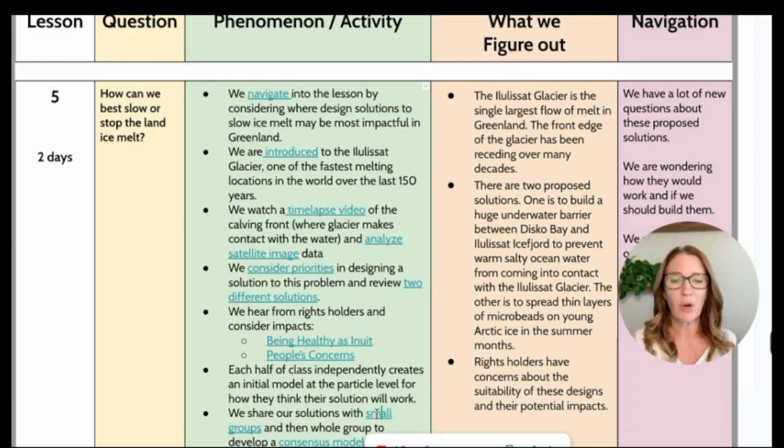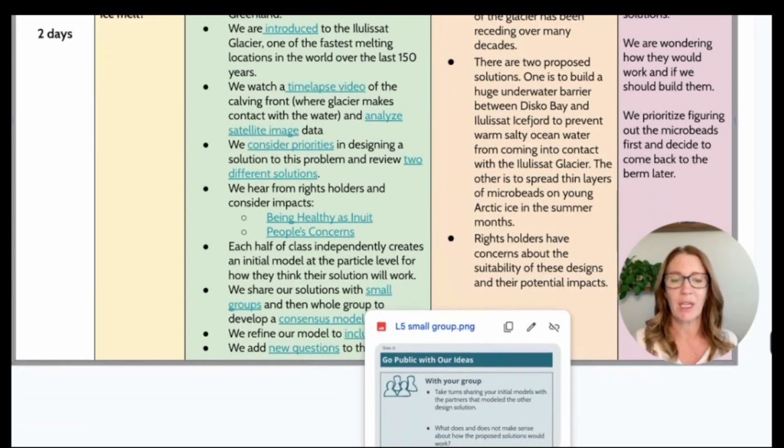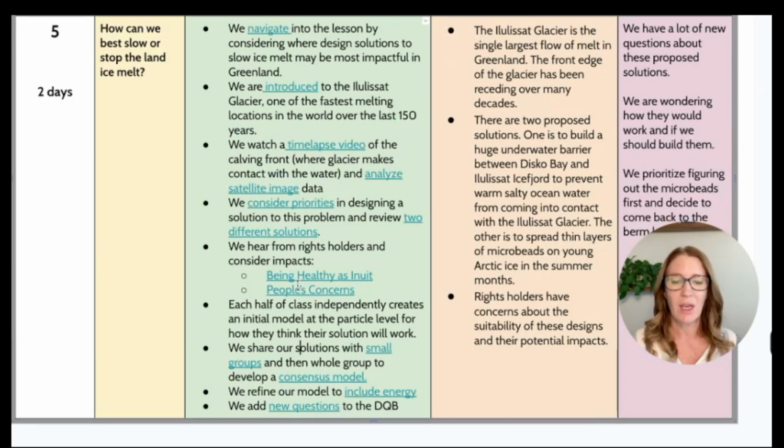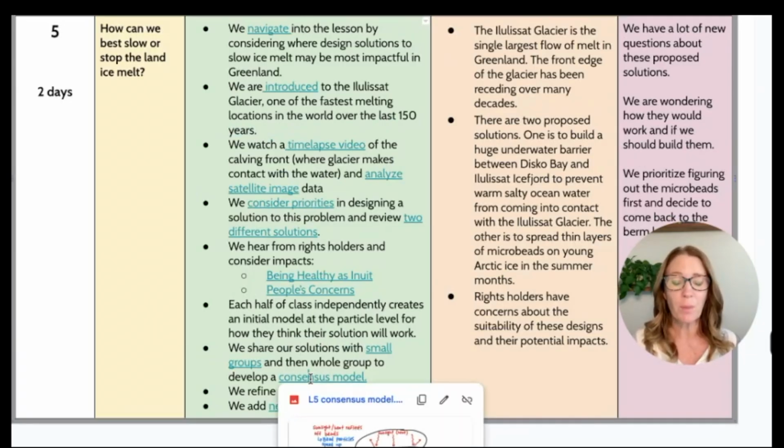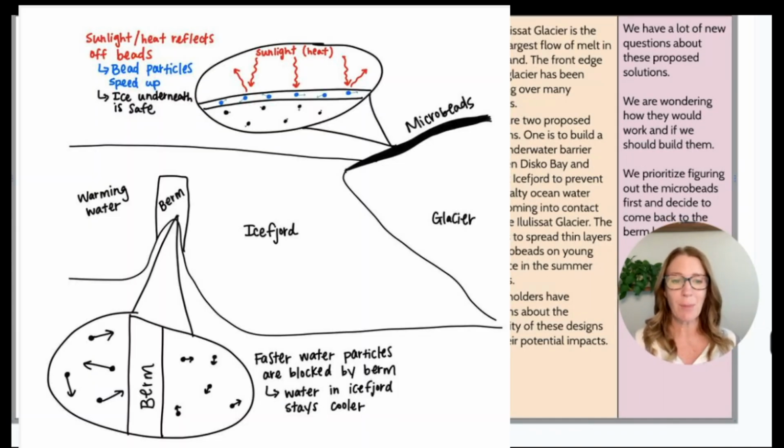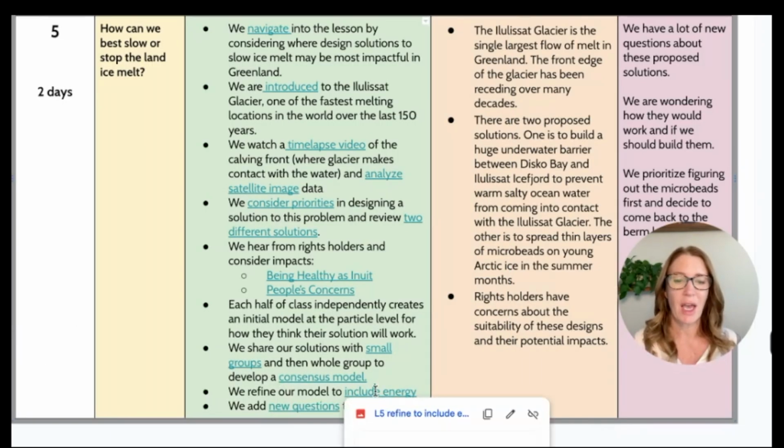They're going to go into small groups and they're going to take turns sharing their initial models. And they're wondering what makes sense and what does not make sense about what's in these models and these proposed solutions. So then we come together and we make a class consensus model with both of them. And the consensus model, we're just kind of trying to capture student thinking about how these solutions will work. And then we bring the lens in of energy. And so we're going to add in the energy diagrams.